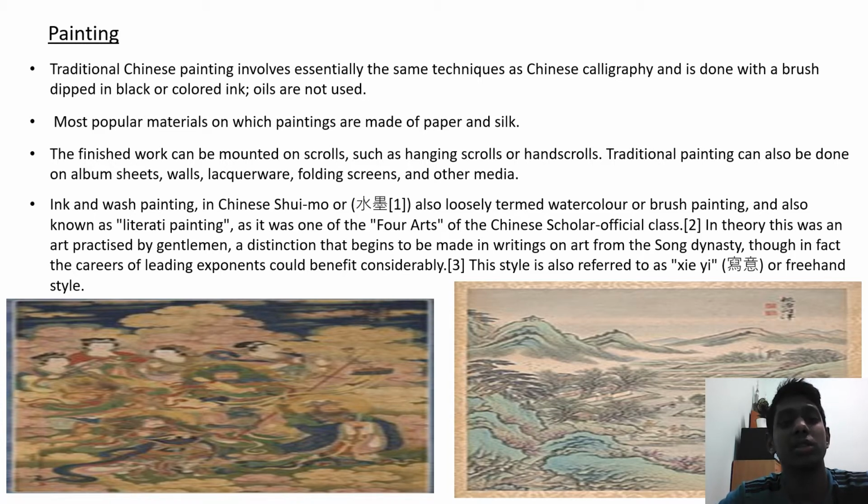The most popular materials on which paintings are made are paper and silk. The finished work can be mounted on scrolls such as hanging scrolls or hand scrolls. Traditional painting can also be done on album sheets, walls, lacquerware, folding screens, and other media. Ink and wash painting. The two pictures here show ink and wash type paintings.